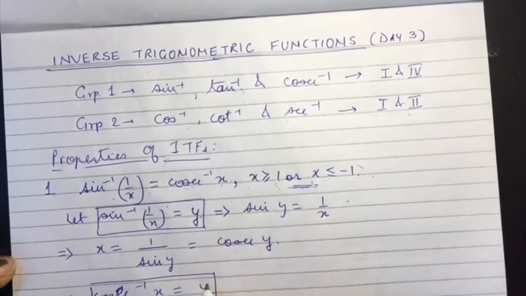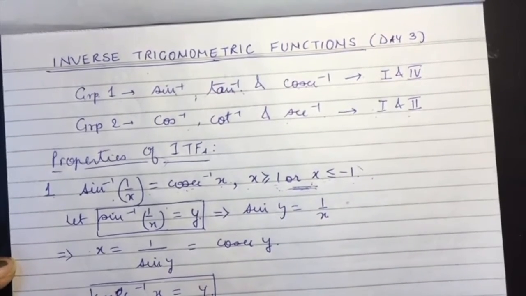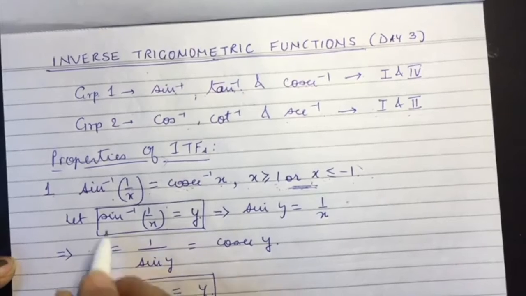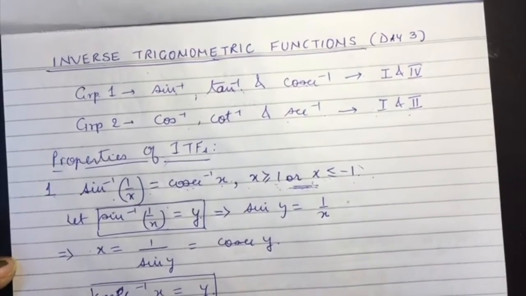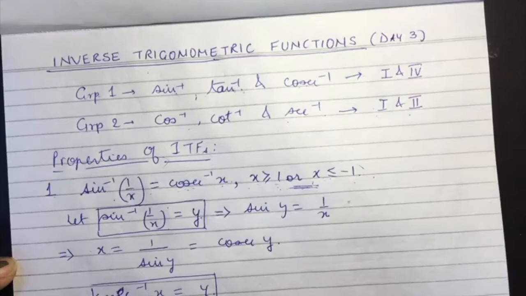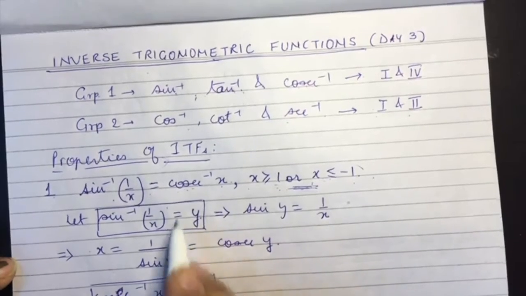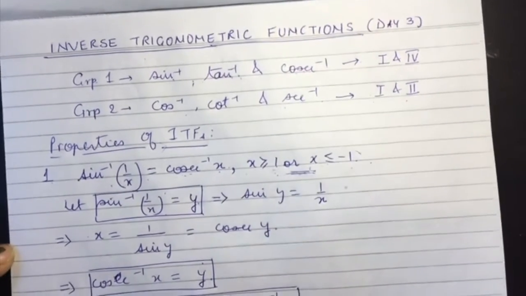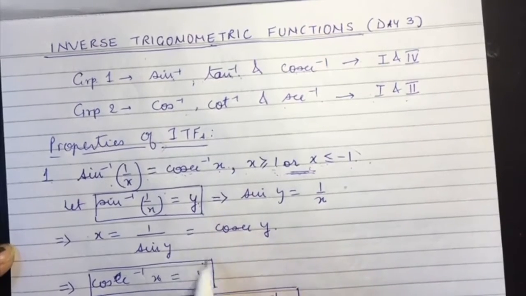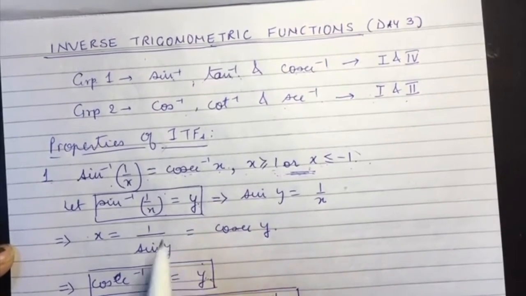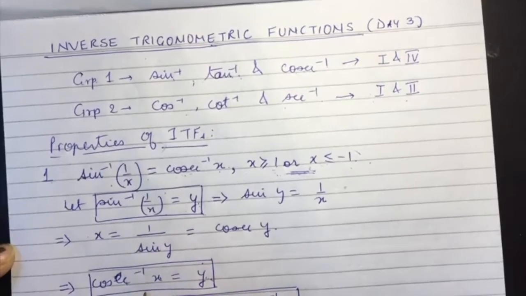So we started with sine inverse 1 upon x equal to y, and we have arrived at cosec inverse x as y. From these two, we conclude that sine inverse 1 upon x is equal to cosec inverse x. Clearly, why do we write this? Because both of them have the same right hand side, and hence the left hand sides are also equal.